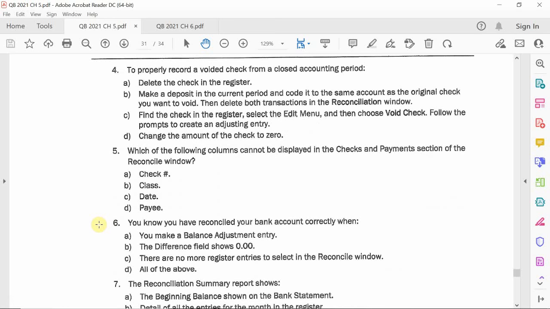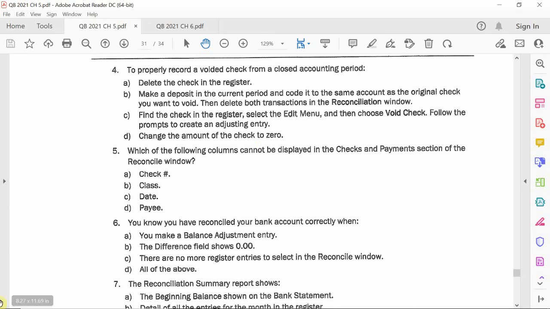Number 5, which of the following columns cannot be displayed in the checks and payments section of the reconciliation window? B. Letter B is correct. You don't get the class.